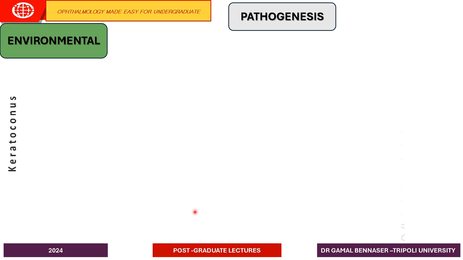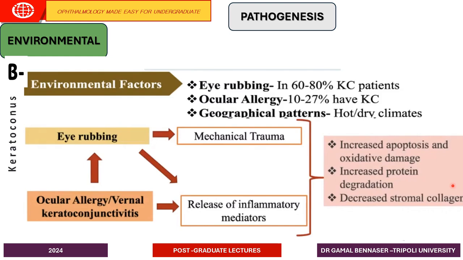Eye rubbing is considered to be a very significant risk factor for the etiology of keratoconus, seen in 60 to 80% of patients with keratoconus. Its association with ocular allergy has been seen in 10 to 27% of patients with keratoconus. Also among the environmental factors is the geographical distribution, as keratoconus has been seen mainly in hot and dry climates.